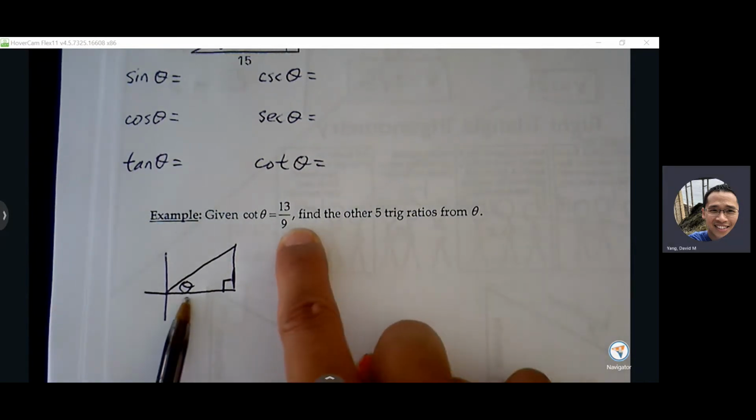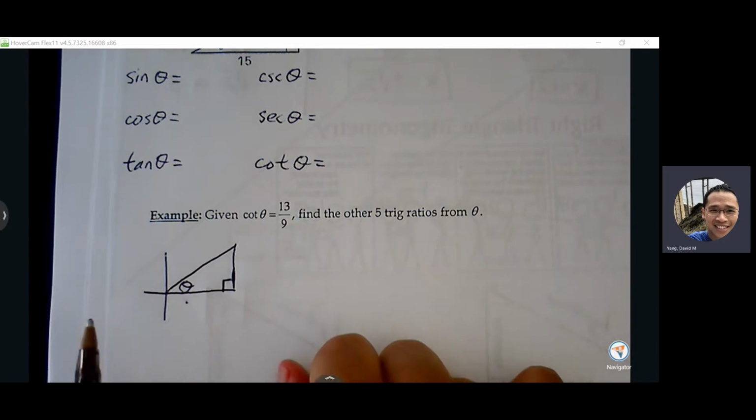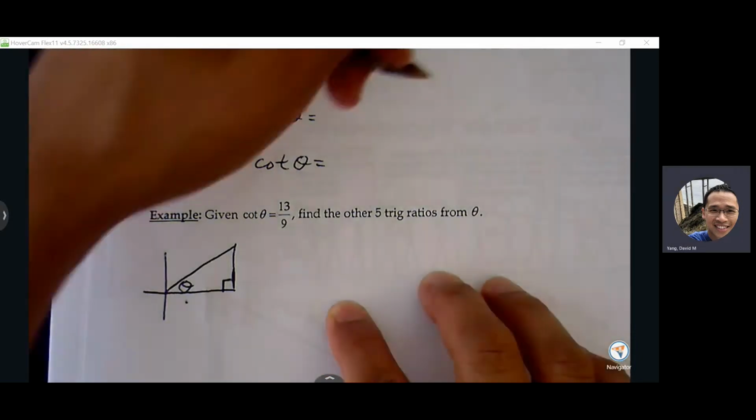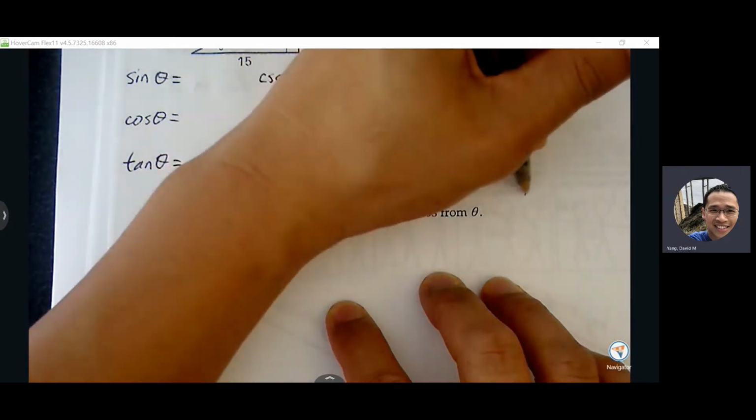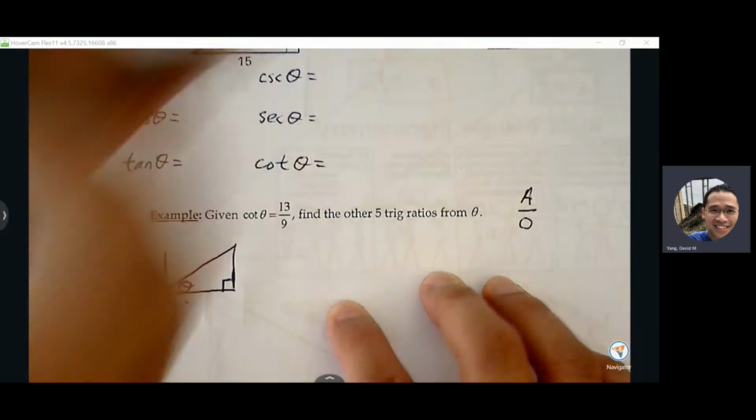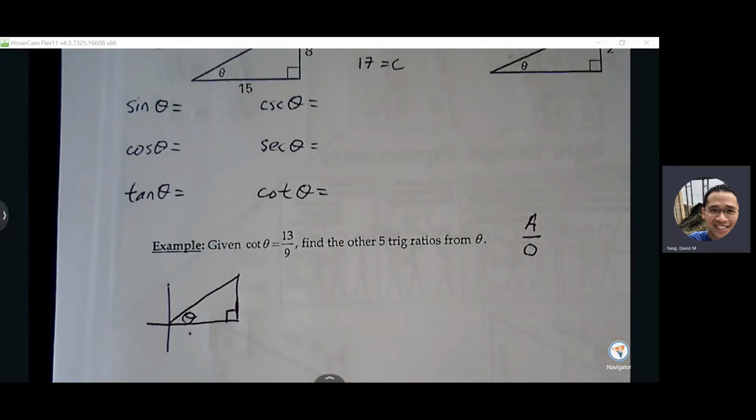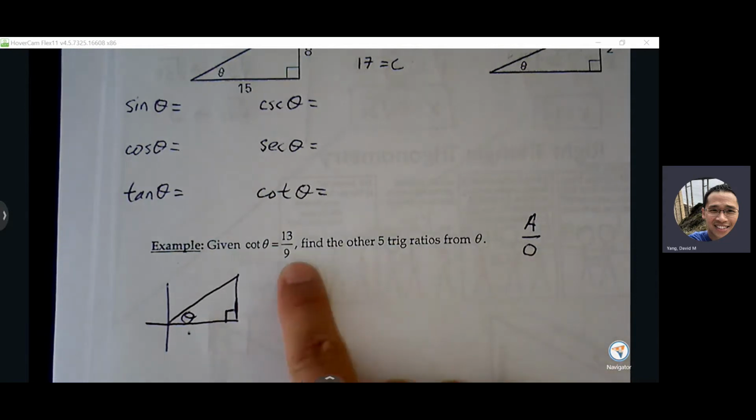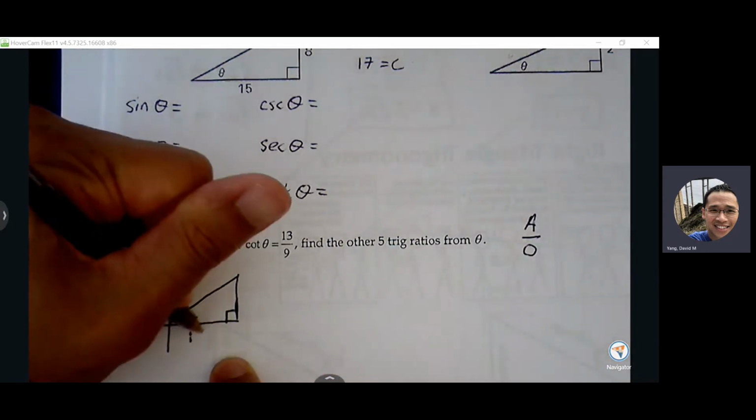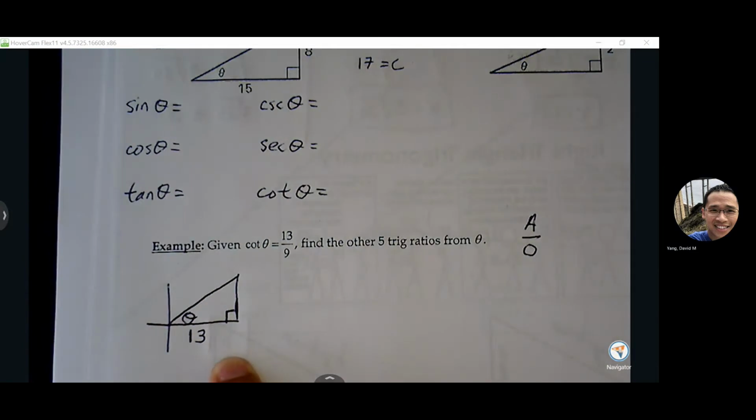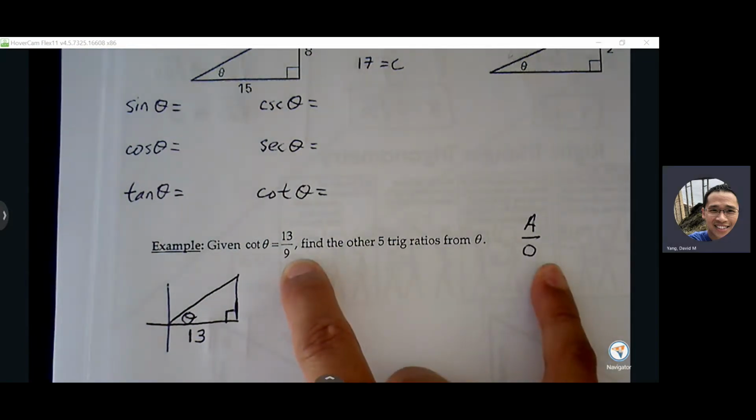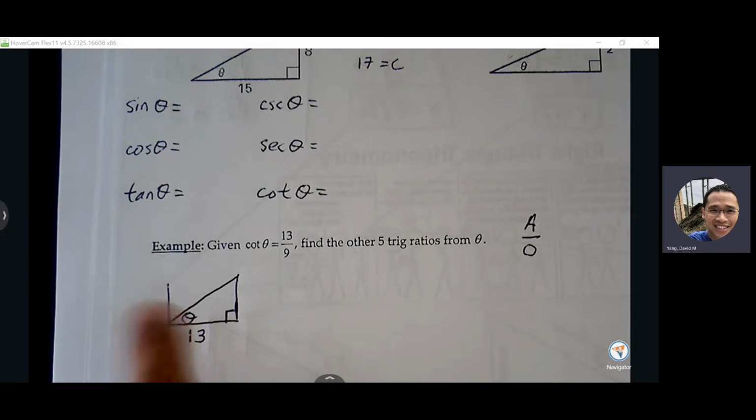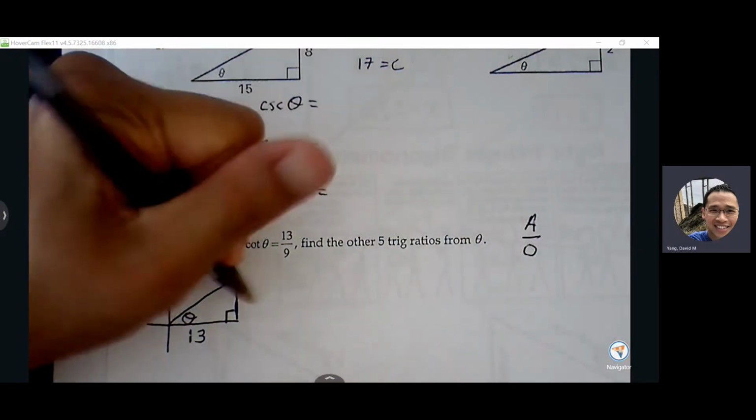And then cotangent is 13 over 9. What's the ratio definition for cotangent? Yeah, adjacent over opposite, right? Because we know that tangent is opposite over adjacent, so cotangent must be the flip version, adjacent over opposite. So I can put the 13 in the adjacent side and the 9 in the opposite. Remember, we're looking at the triangle from the theta's perspective.